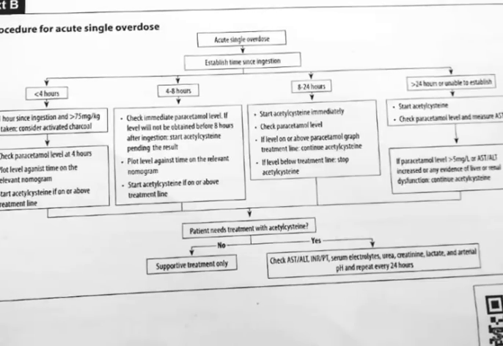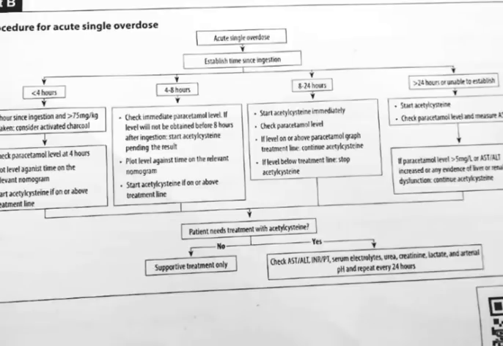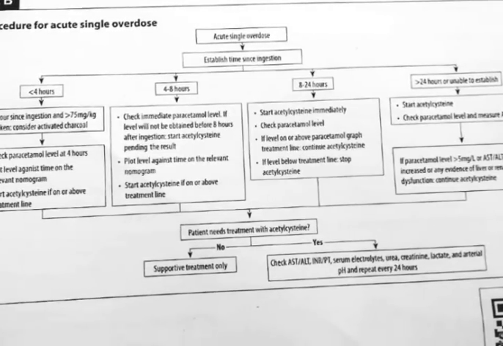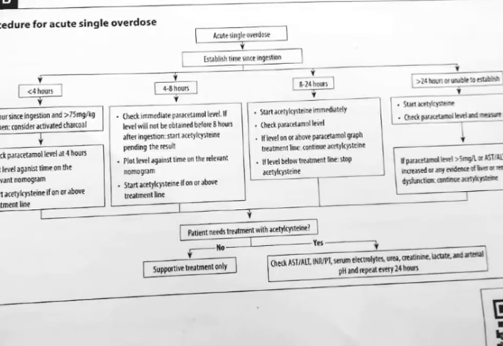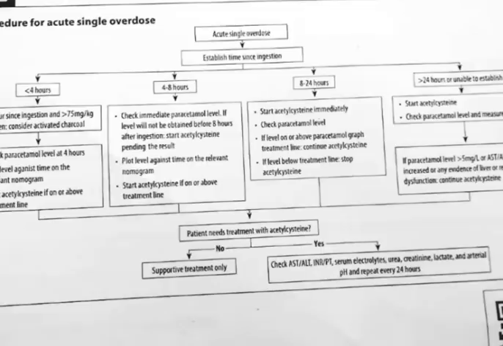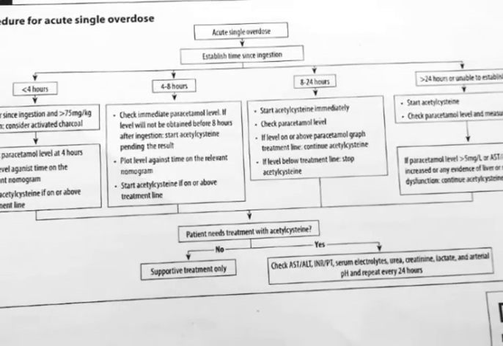If you want, go for a skim reading. Acute single overdose, then time, first hour, then what all things we have to do. In each box they have mentioned what the procedure for management is, right? So in this way we can make sure which is the right answer. Okay, I think it's clear for you.